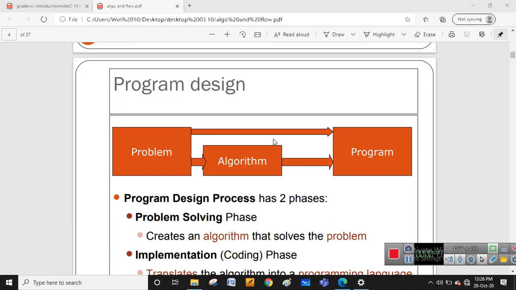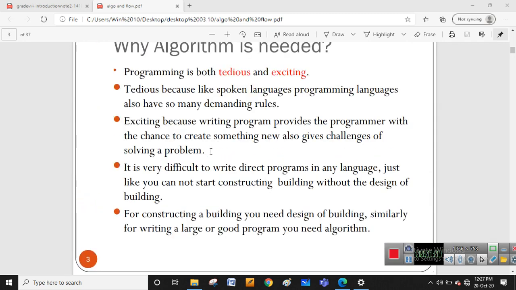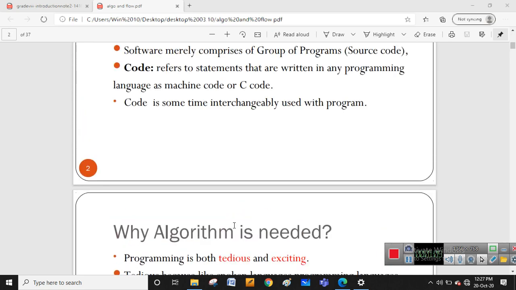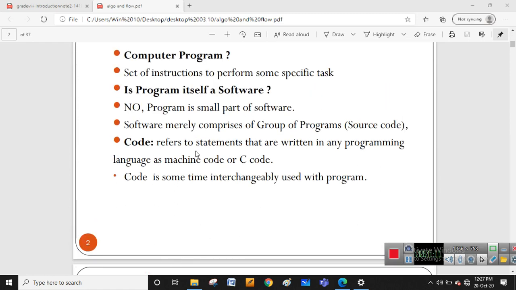First we'll discuss the basics of program coding: what is the need of program coding, why we need program coding. In the previous chapter we discussed algorithms and flowcharts. What is the purpose of an algorithm, that we have seen. So why an algorithm is needed. An algorithm is nothing but a step by step process to solve any problem, so that you know.